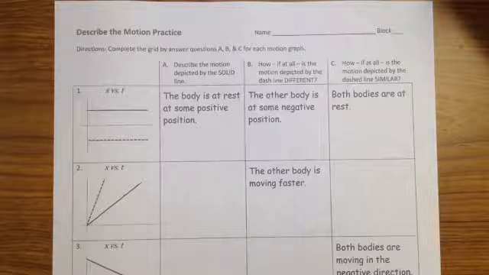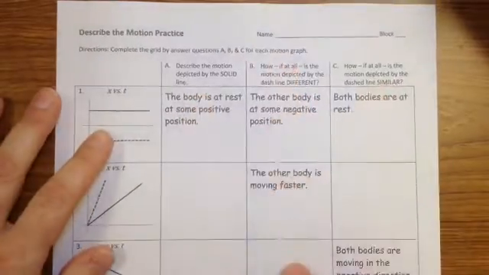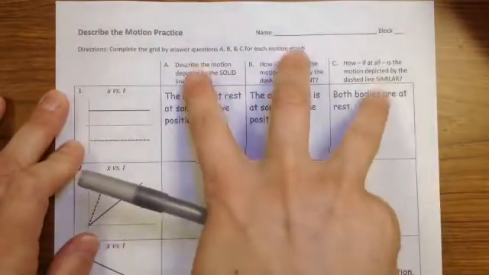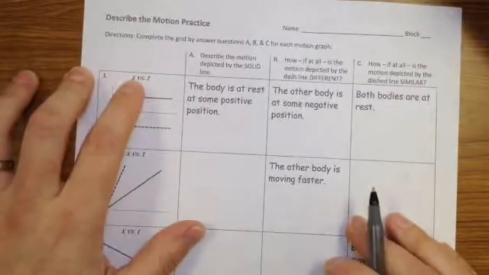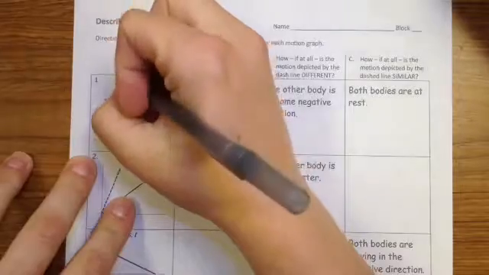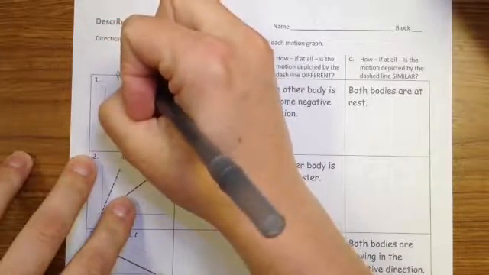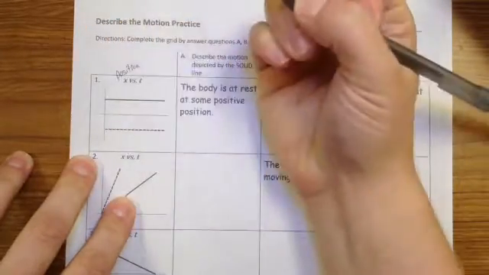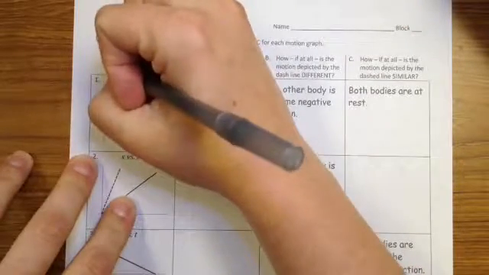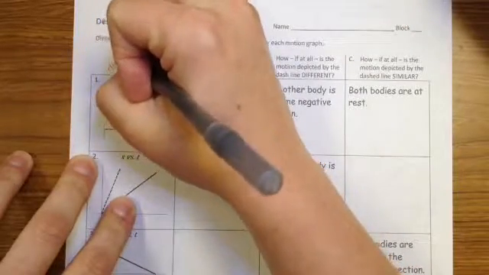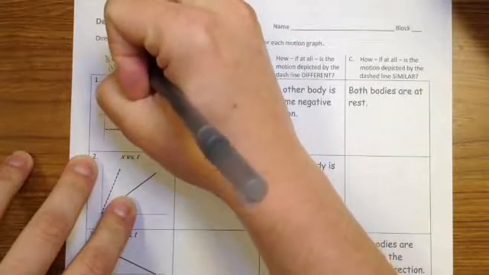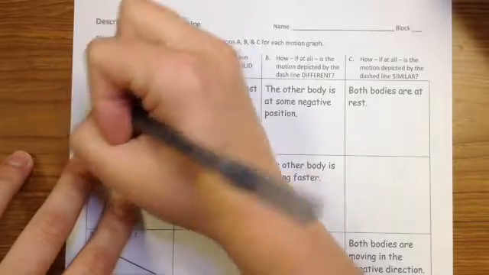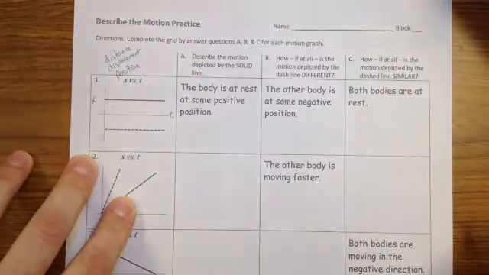Okay, so describe the motion practice. The way this one works is we have a data table, okay? We have graphs, and then we're going to fill out 3 boxes for each. The first one's done for us. So, X versus T. That X means position. All right? So a position versus time graph, which is the same thing as a displacement versus time graph, which is also the same thing as a distance versus time graph. All right? So position on our y-axis, time on our x-axis.